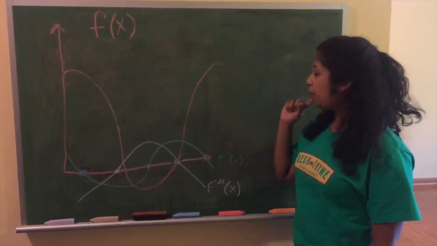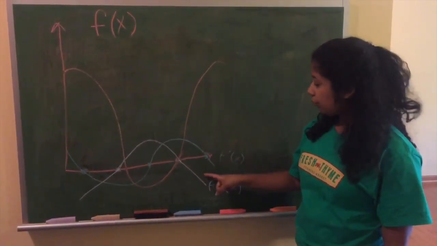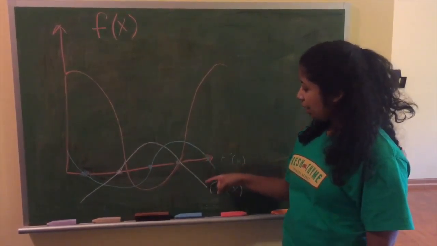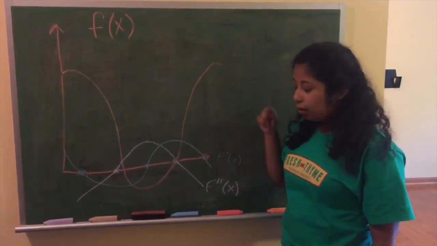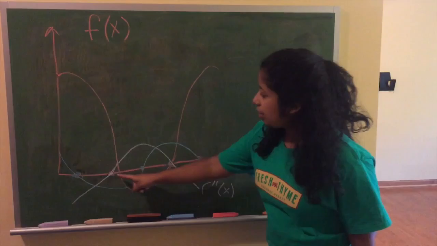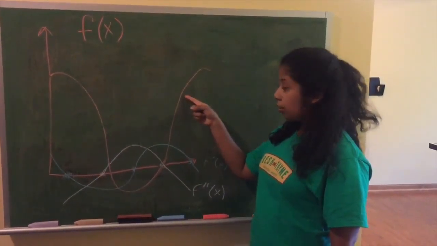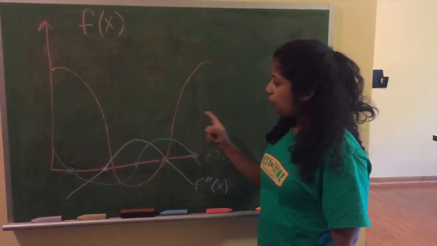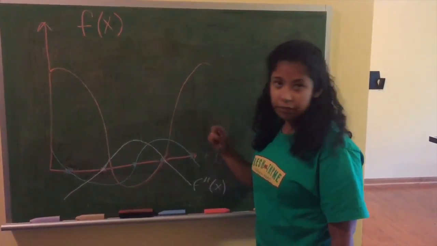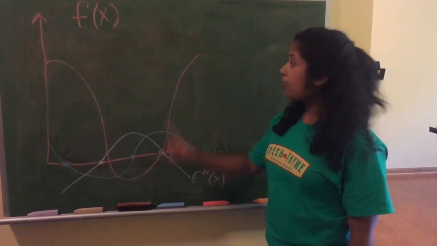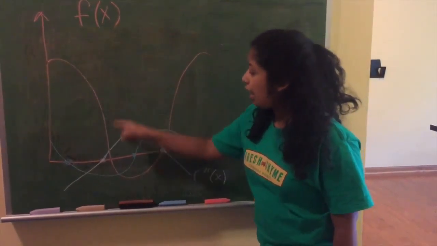So now that we've drawn both the first derivative and the second derivative, we can see the relationship between the second derivative and the position function. The second derivative has zeros at both this point and this point, which means that the position function has inflection points here and here. An inflection point is where the position function changes concavity.